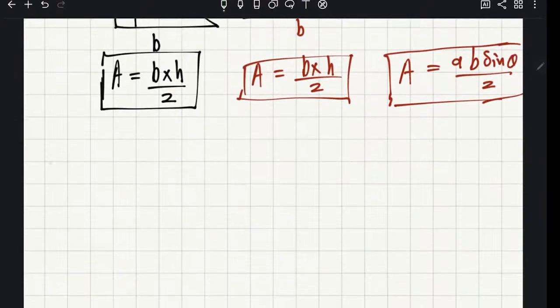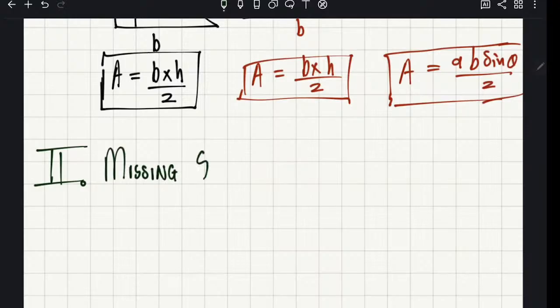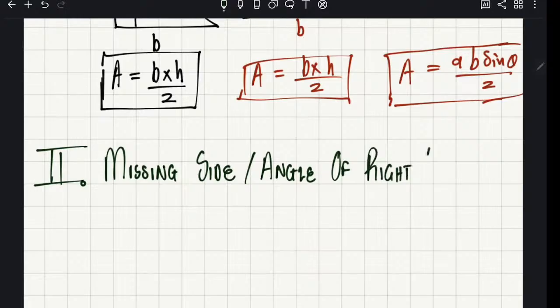Then we went to the second section. So today I want us to look at the second section and the third section, especially sine rule and cosine rule. But let's see the second one: missing side or angle of a right-angled triangle.